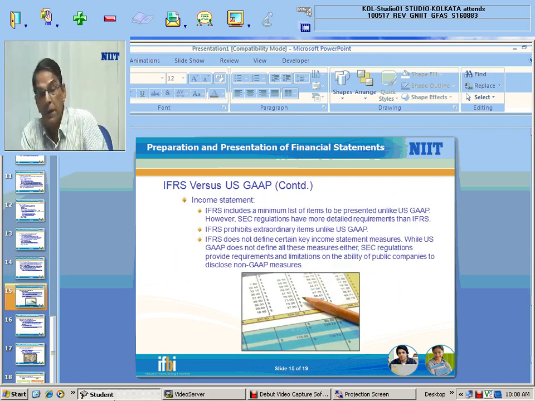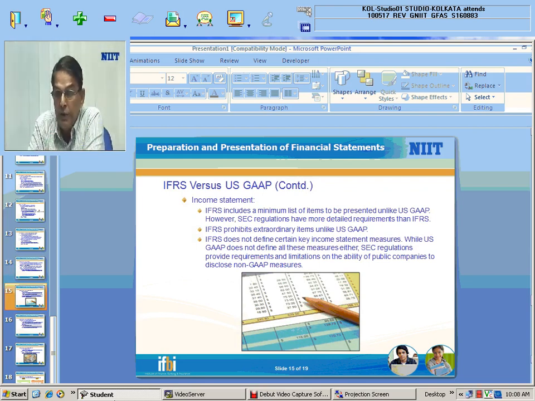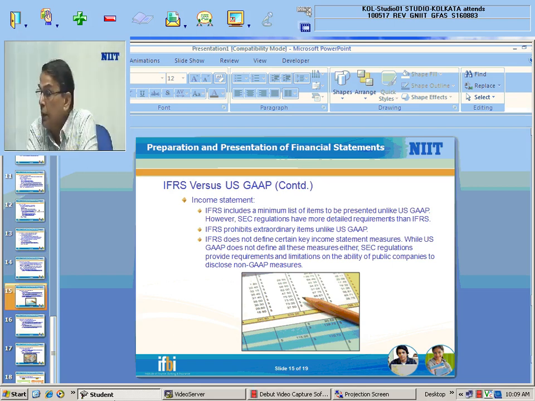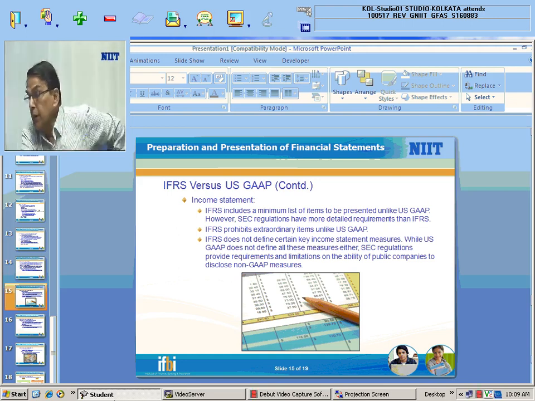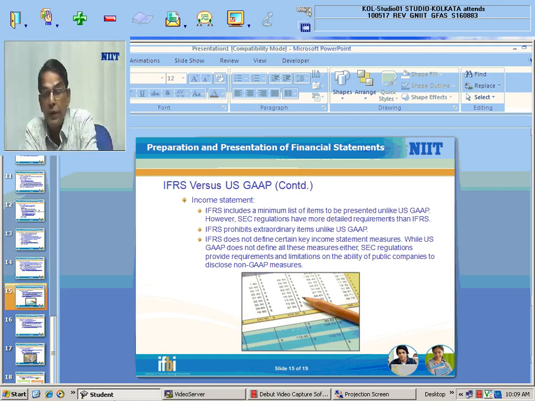So far as the income statement is concerned, IFRS includes a minimum list of items to be presented, unlike US GAAP. Again, SEC regulations have more detailed requirements than IFRS in the case of the income statement. IFRS prohibits extraordinary items, which US GAAP doesn't prohibit. US GAAP doesn't prohibit extraordinary items, but IFRS prohibits extraordinary items.